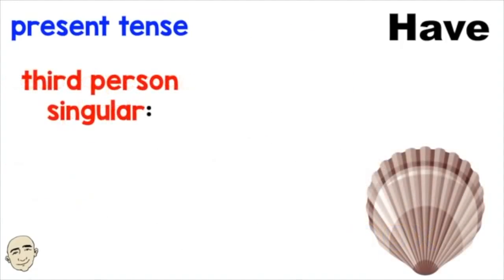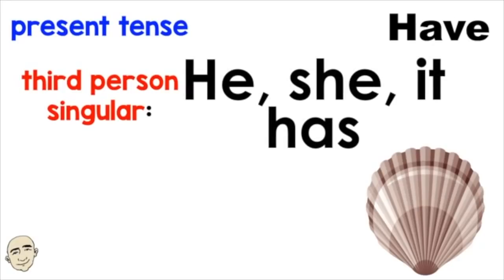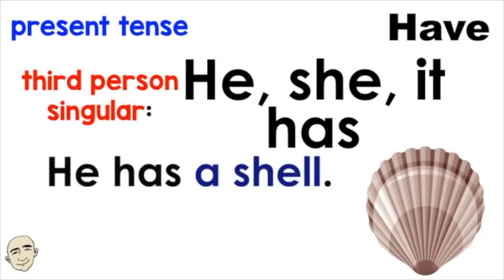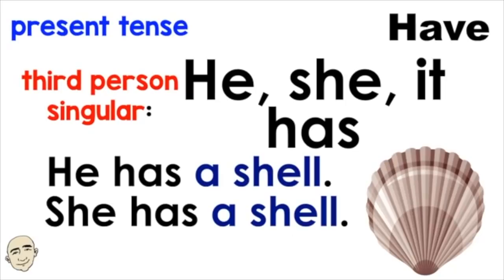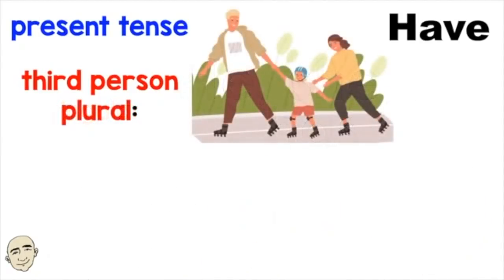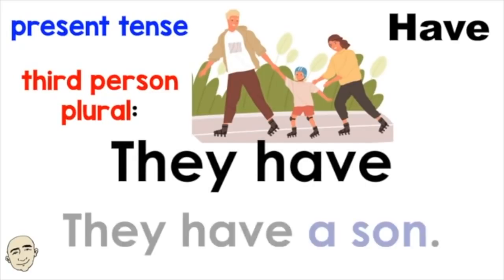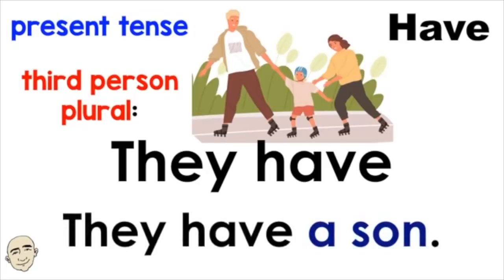Third person, singular. He, she, it has. He has a shell. She has a shell. It has a shell. Third person plural. They have a son.